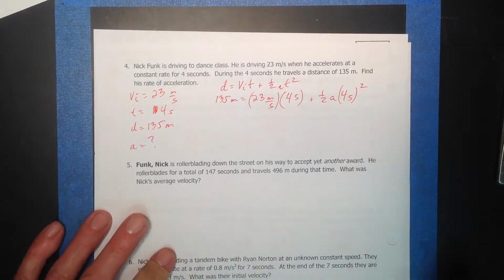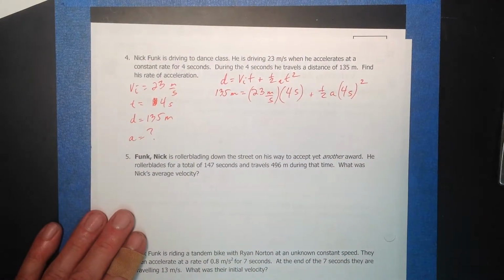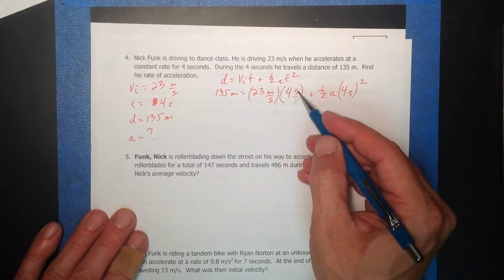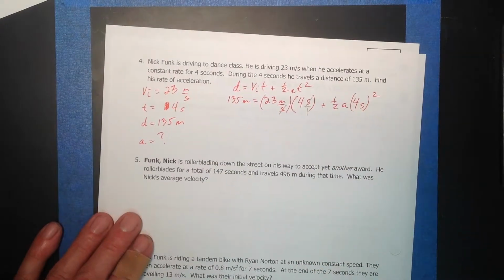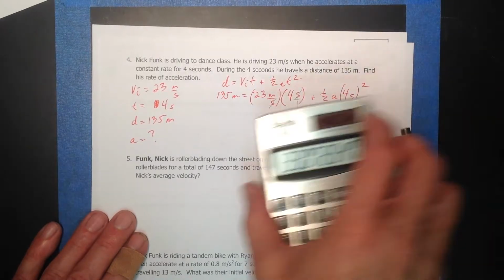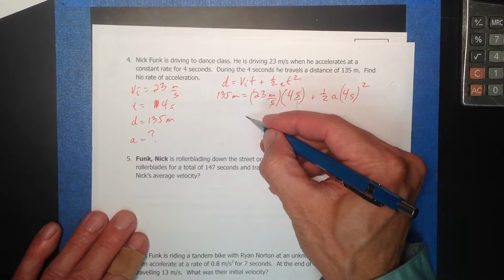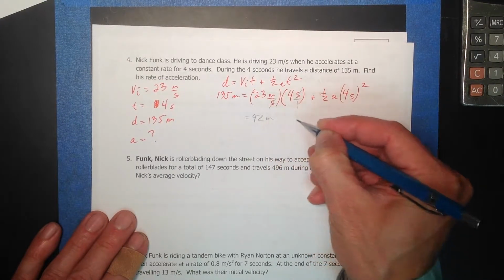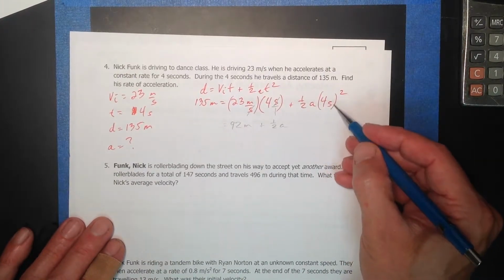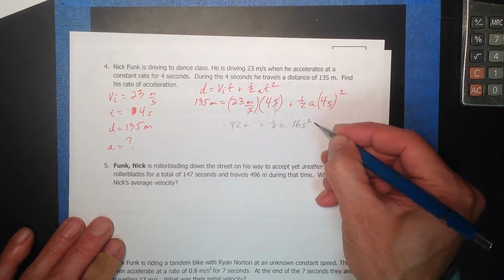So there's a lot of math to work through here, but if you just take your time and go through it like this. All right, we have to do this 23 times 4. We can do it on the calculator. Let's do the units here. These will cancel out. The seconds cancel. So this is going to be meters, and 23 times 4 is 92. So that's going to be 92 meters plus 1/2 a, and then 4 seconds squared is going to give us 4 times 4 is 16 seconds squared.